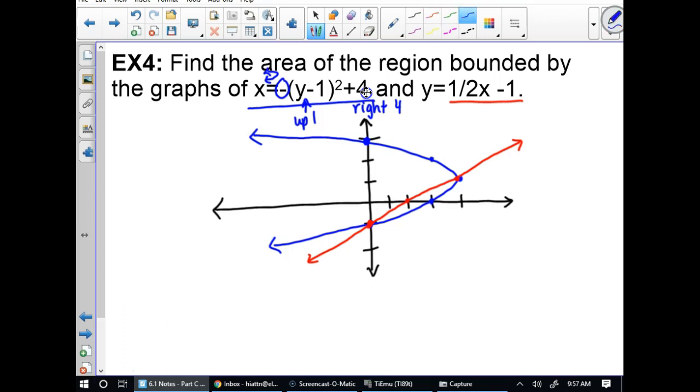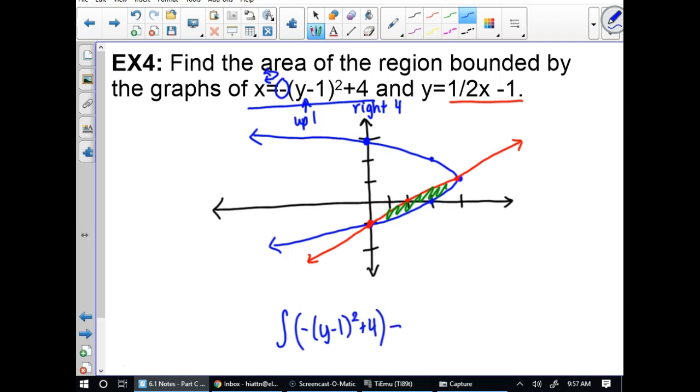I'm not going to do the whole problem, but let's just think about how to set it up. We would do the integral. Which one is furthest to the right? The blue or the red? It is the blue, for the section that we're interested in right here. So in this area, if you're over here on the right side, the blue is closer to you. So you would have negative y minus 1 squared plus 4.